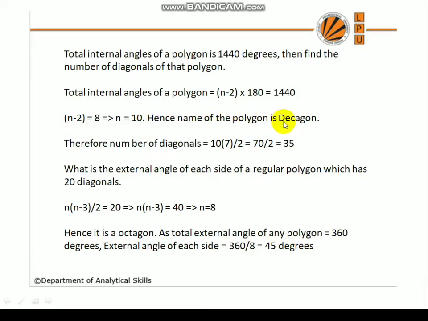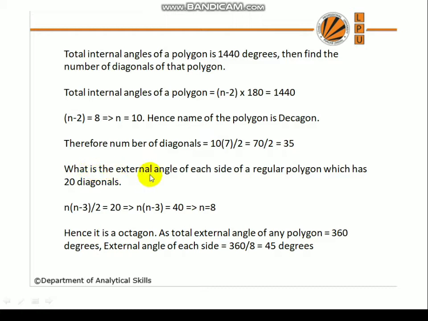Hence, the name of the polygon is decagon, as there are 10 sides, and the number of diagonals will be n into (n minus 3) by 2. So 10 into 7 by 2, which is 70 by 2, that is 35. Therefore, in a decagon, the number of diagonals is 35.